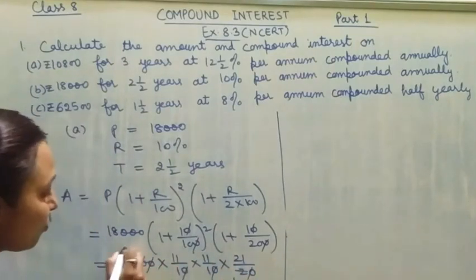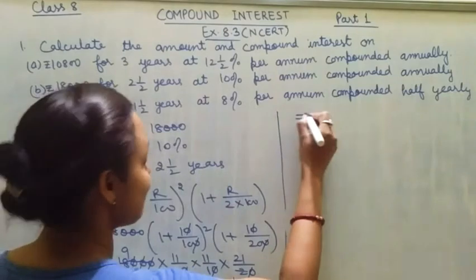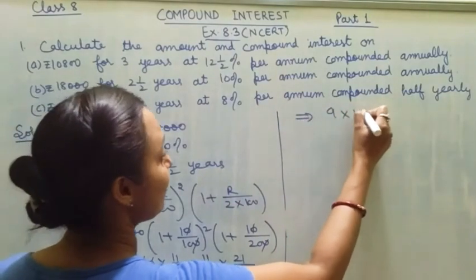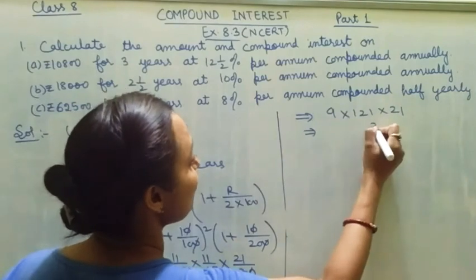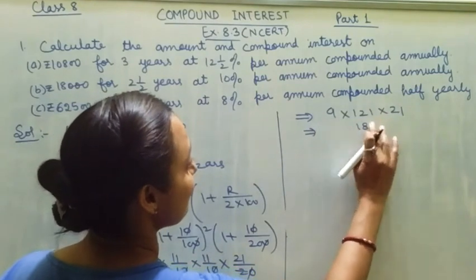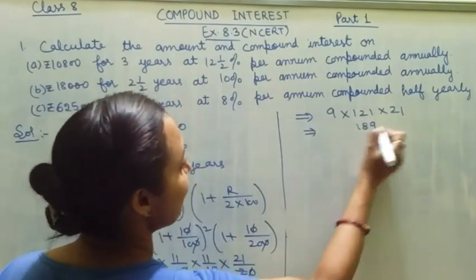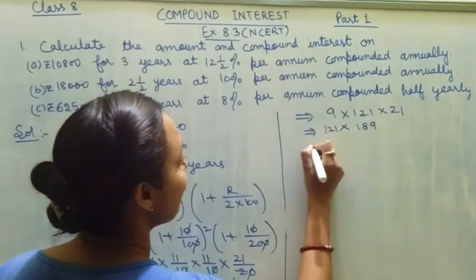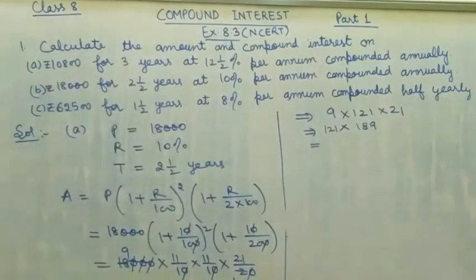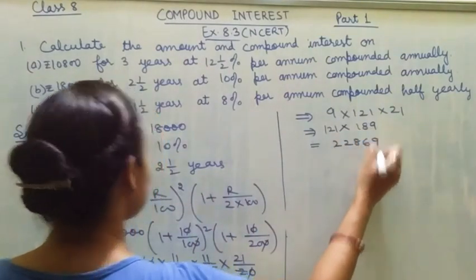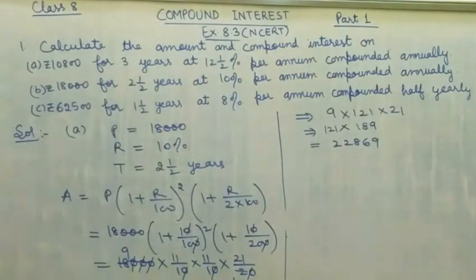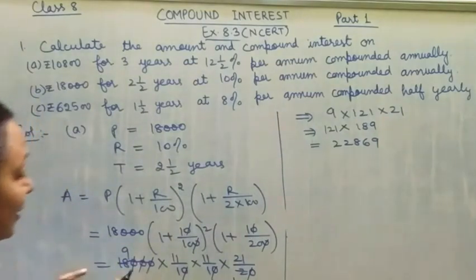2 ones are 2, 2 nines are 18. The next is 9 into 121 into 21. 9 ones are 9, 2 nines are 18 into 121. After calculation, I will get 22,869. So this is after multiplication. Now this is the amount.